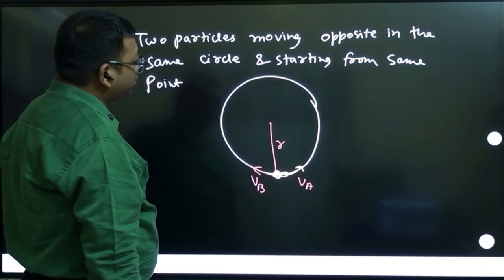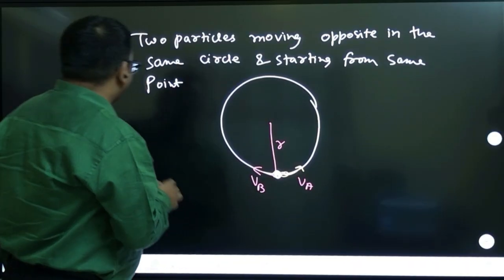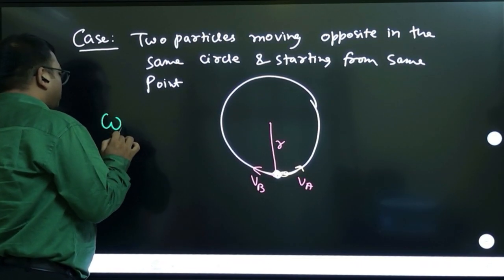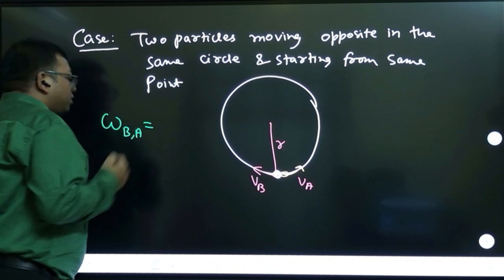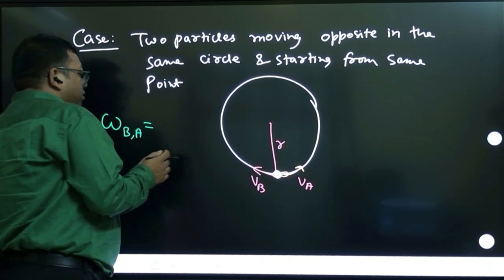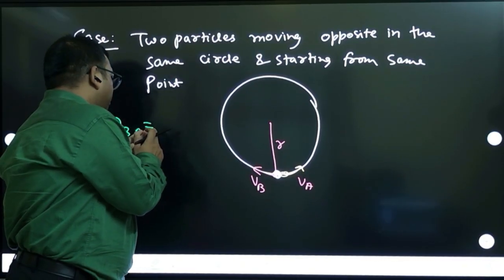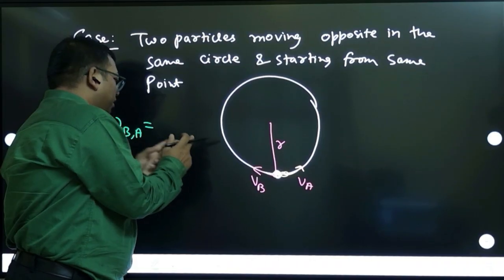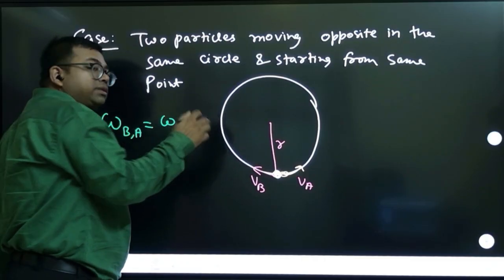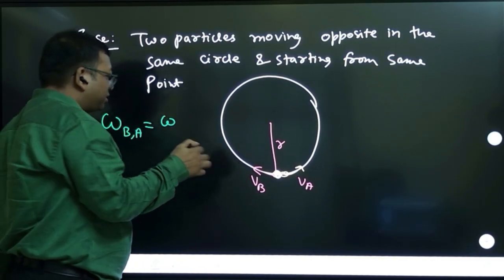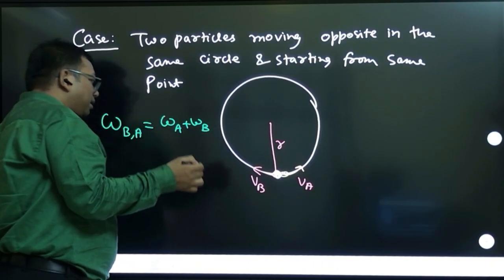So how do we define relative angular velocity? That means omega of b with respect to a. How do we define this idea? Maybe we can think one way, that they are going in opposite directions. So can we simply add them? Because of opposite direction, you remember for relative, we add them. Omega a plus omega b. Can we simply add them?